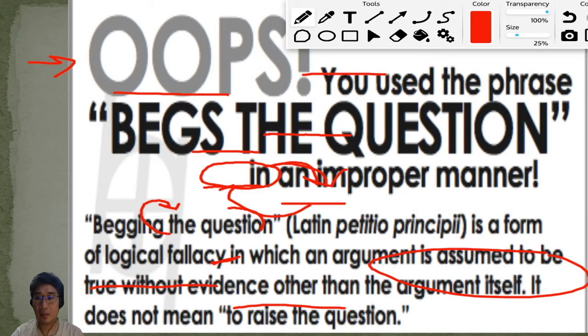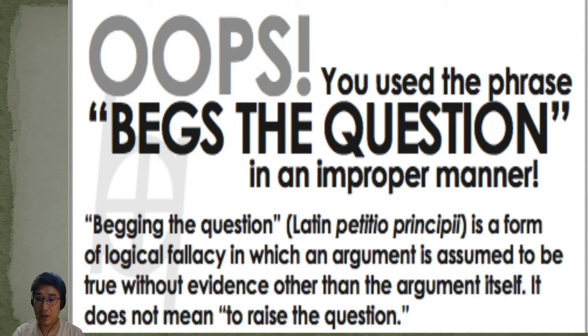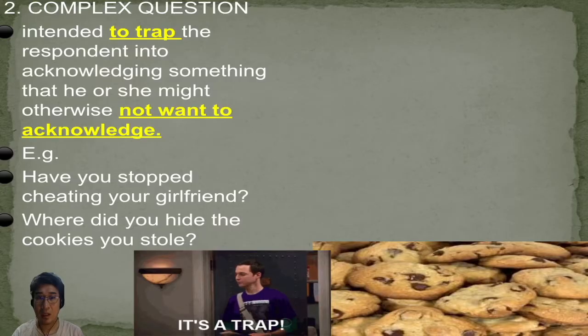Another example, you use the phrase begs the question in an improper manner. Begging the question, Latin PETITIO PRINCIPII, is a form of logical fallacy in which an argument is assumed to be true without evidence other than the argument itself. It does not mean to raise the question. That's why andun yung salitang begging the question. Next tayo is complex question. Again, for PETITIO PRINCIPII, ang tatandaan natin si Sarah Geronimo, yung reasoning in circles.